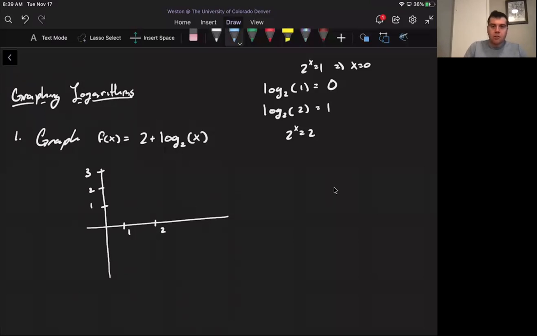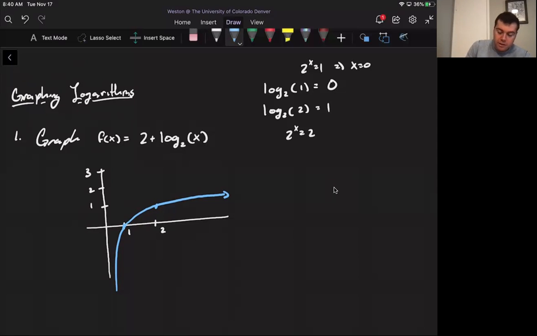So we'll label those two important points. So we have 1 comma 0 and 2 comma 1. And then we just sketch in what the logarithm looks like. We draw it where it looks like it's almost flat, even though it will go off to infinity. It just goes very, very slowly.